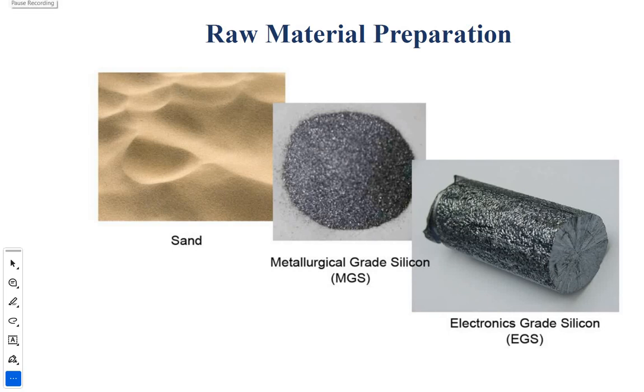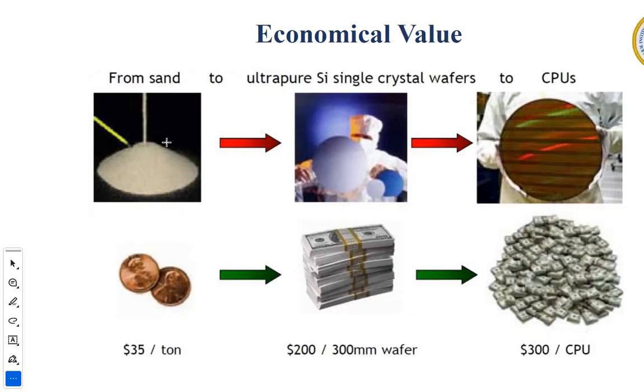Welcome. The topic is the manufacturing of ICs: single crystal silicon growth and wafer preparation. The raw materials used in manufacturing ICs are sand, metallurgical grade silicon (MGS), and electronics grade silicon (EGS). These are derived from the basic silicon. The economic value goes from sand to ultra pure silicon crystal wafers to CPUs.